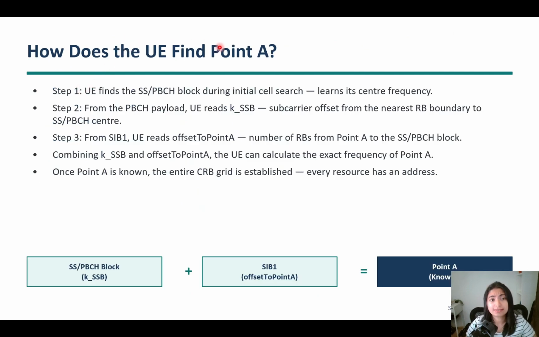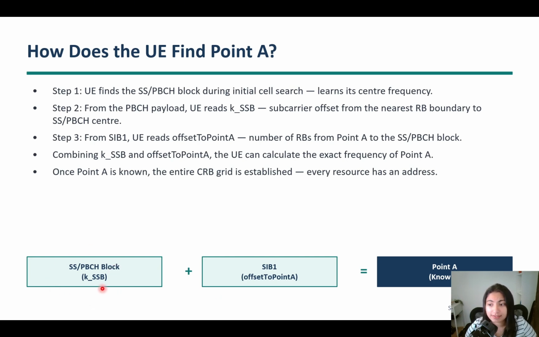So how does the UE find point A? The process of finding point A actually involves two pieces of information working together. The first comes in the PBCH payload itself. This parameter is called KSSB. The second one comes from SIB1, and this is called offset to point A. Offset to point A tells the UE how many resource blocks separate the SSPBCH block position from point A.